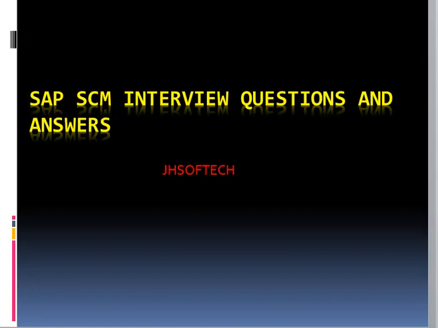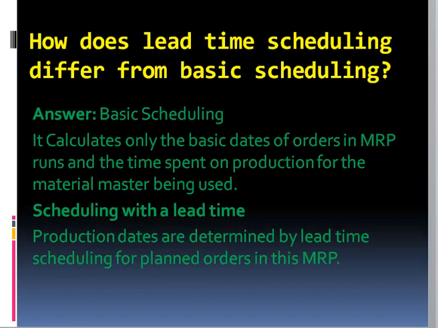Let us discuss SAP SCM interview questions and answers. How does lead time scheduling differ from basic scheduling? Answer: Basic scheduling calculates only the basic dates of an order in MRP runs; the time spent on production for the material master being used. Scheduling with lead time: production dates are determined by lead time scheduling for planned orders in this MRP.